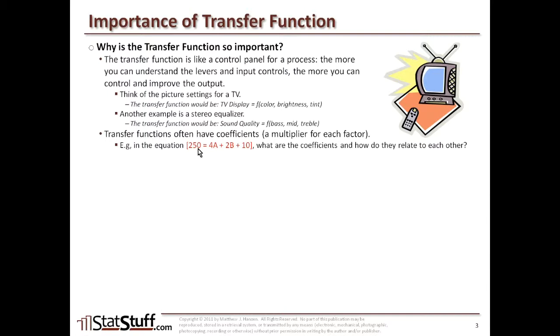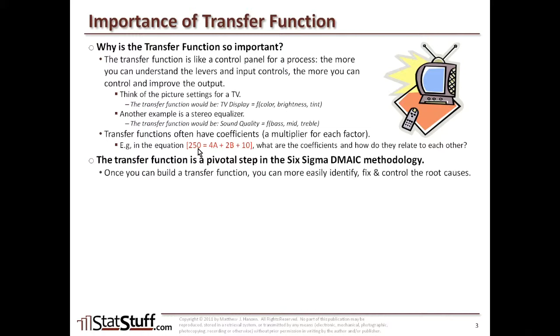And so when we build a transfer function using equations that are part of the data analysis, they might also have these kinds of coefficients where you might have one factor that has a bigger influence on the overall output than another one. Now, the transfer function itself is a really critical, pivotal step within the Six Sigma DMAIC methodology. The idea here is that once you build the transfer function, you understand what really controls the output. And once you understand what controls that output, you can identify and fix whatever those root causes are that you identified in not meeting your desired output. Now that you know what controls it, you can adjust those inputs so you can meet that desired output.